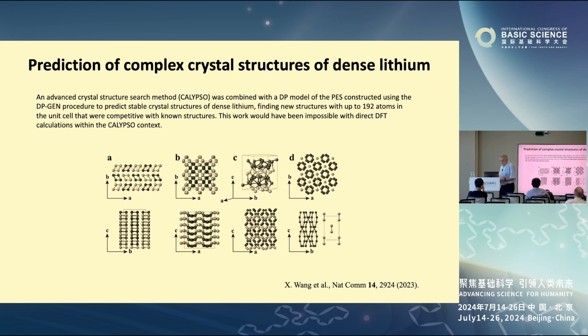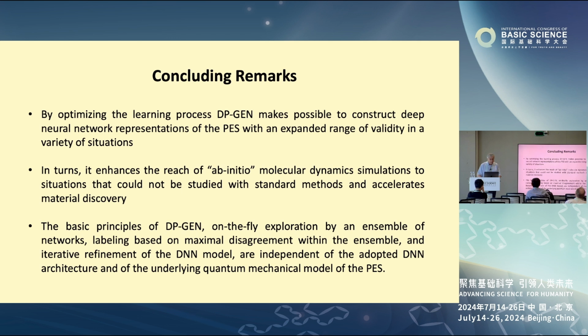And so this is another prediction of complex crystal structure, another area that can benefit from this approach. With that, I come to the concluding remarks. Essentially, by optimizing the learning process, DPGen makes it possible to construct a deep neural network representation of the potential energy surface with an expanded range of validity in a variety of situations, as I have illustrated with this example. In turn, it enhances the reach of ab initio molecular dynamics simulation to situations that could not be studied with standard methods, and accelerates material discovery.